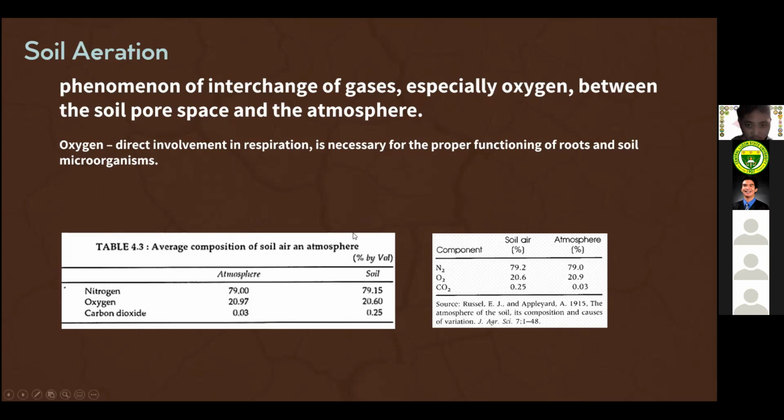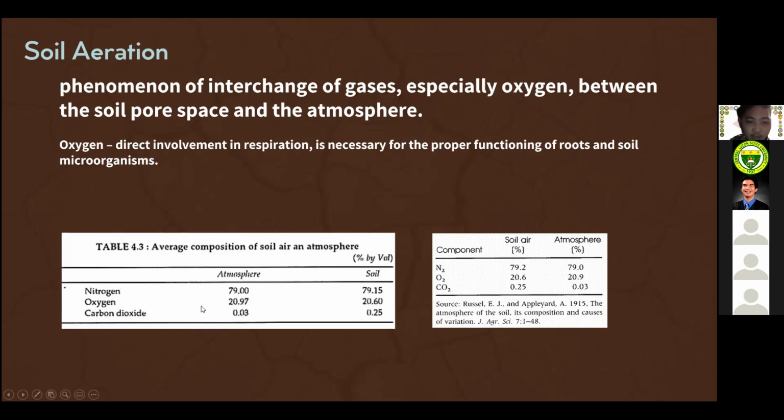So here in this figure, you can see the average composition of soil air and the atmosphere or the free atmosphere above soil. Comparing their gas content, nitrogen in soil is higher compared to that of the atmosphere. So 79% yung atmosphere natin, yung free atmosphere, and 79.15% by volume yung nitrogen natin sa soil. Then oxygen is much higher in the free atmosphere, which is 20.97%, compared to that of the soil atmosphere, which is 20.60%.